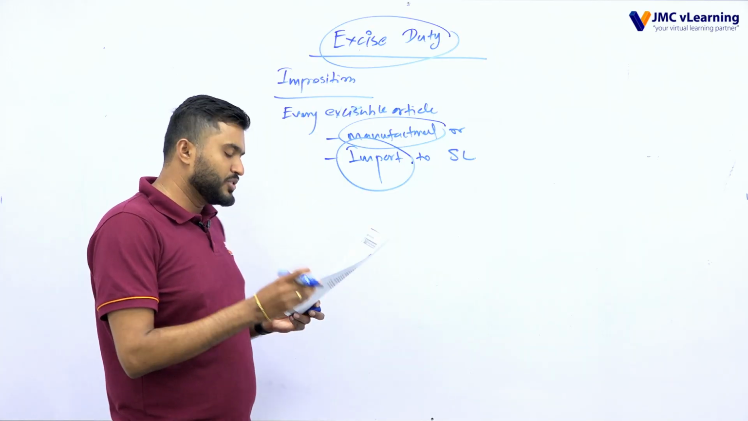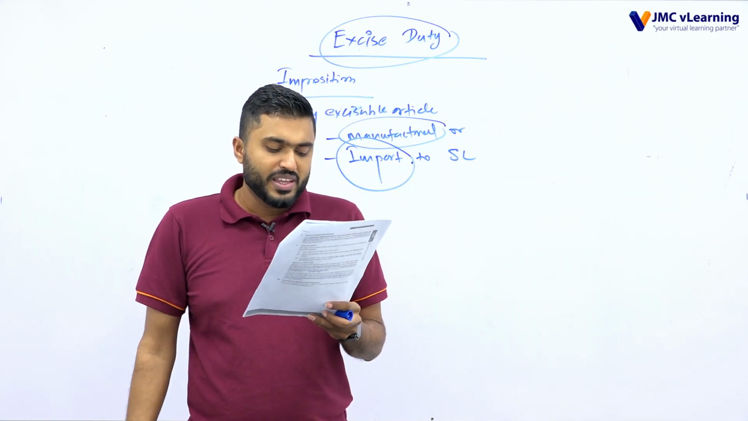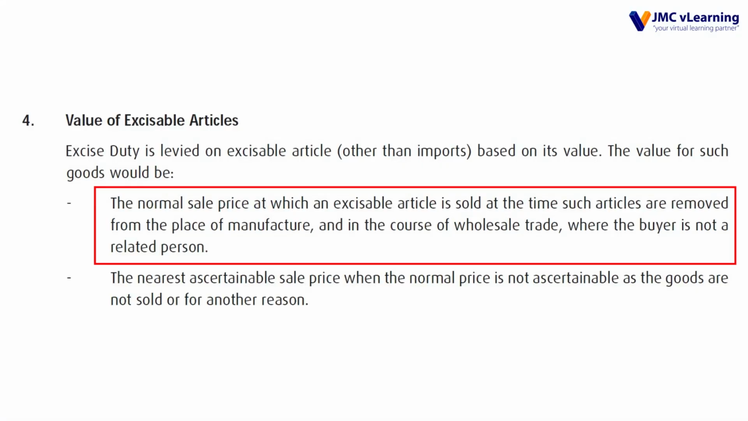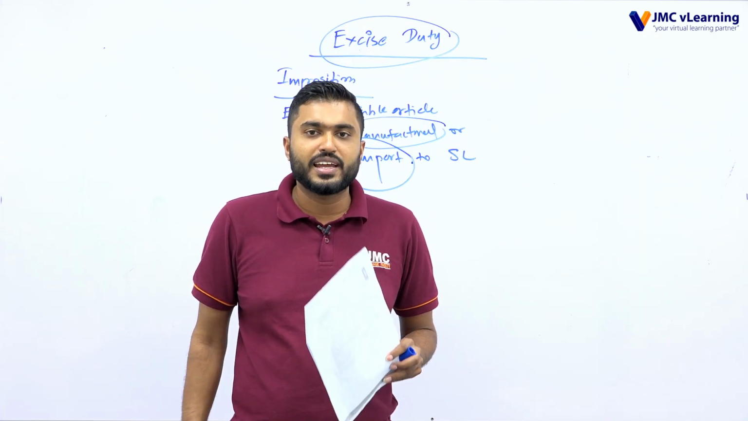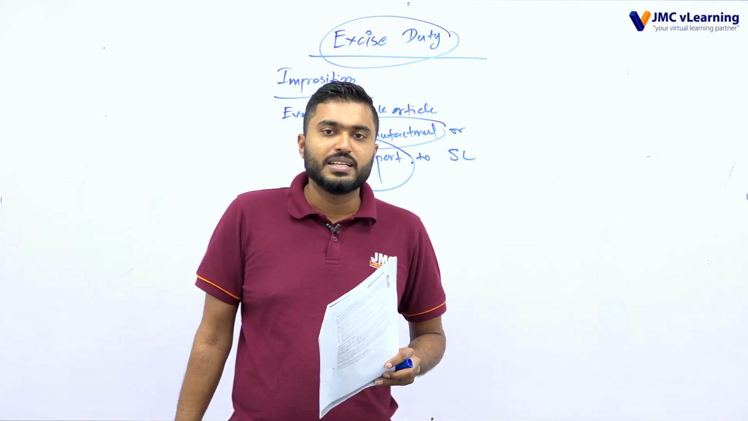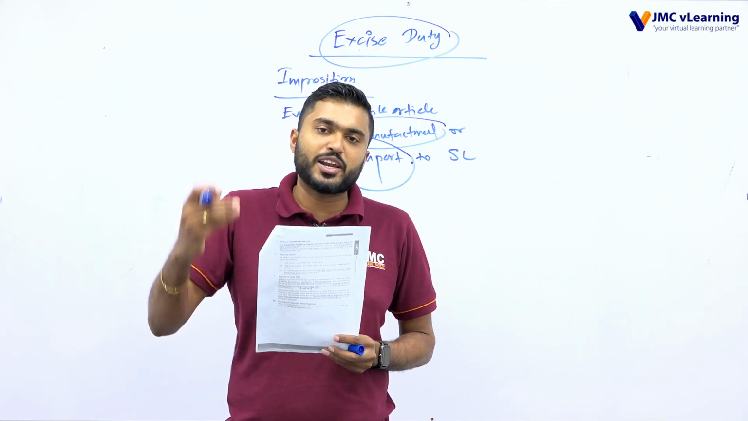If you sell that excisable article at the normal sales price, which an excisable article is sold at the time such articles are removed from the place of manufacture and in the course of wholesale trade where the buyer is not a related person, that means you can take the normal sales price at that time. But the normal sales price cannot be decided.